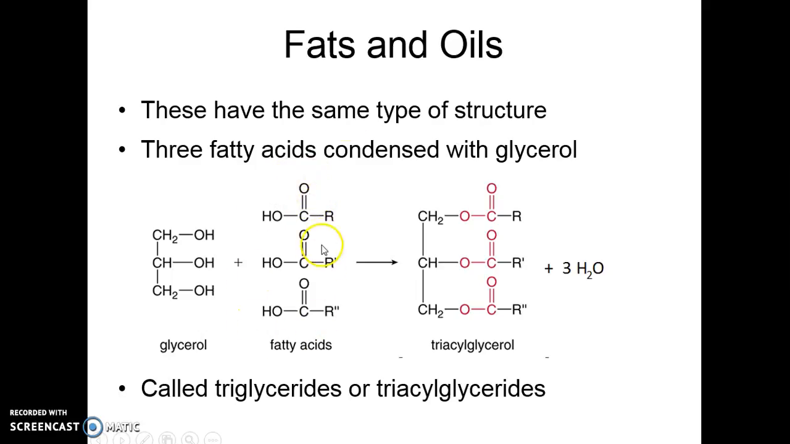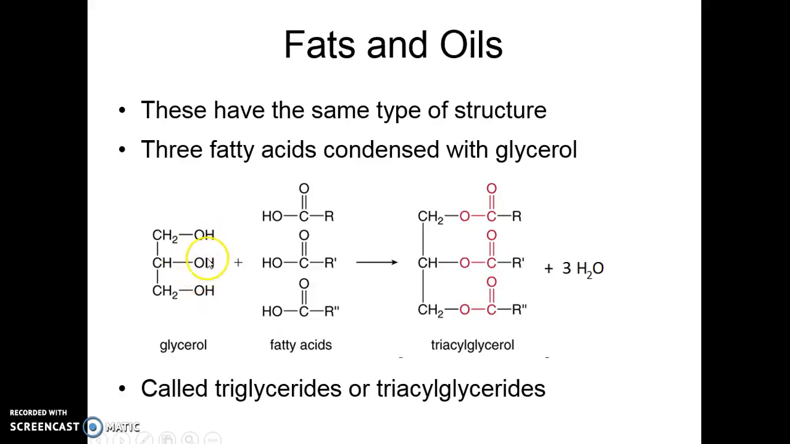We know fatty acids, but we've heard of fats and oils. Fats and oils are a combination of glycerol with a fatty acid. Here's glycerol and here's fatty acid, and they can do a condensation reaction. Remove a hydrogen here and a hydroxyl there and join them together, and you get this kind of bond.